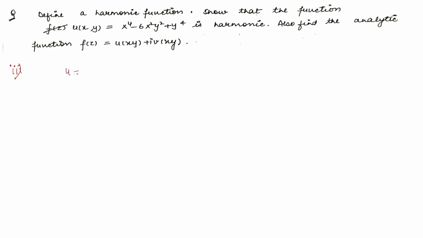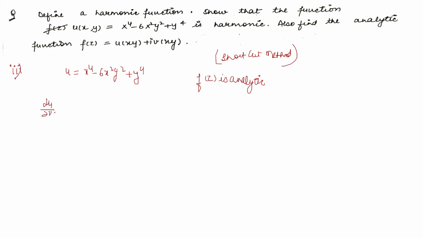Okay, so u is given to us: x to the power 4 minus 6x square y square plus y to the power 4. Given that the function is analytic, we can directly apply the CR equation, and with the help of the CR equation we can find the function. This is called the shortcut method or the trick. It is a very small method. We know del u upon del x is equal to del v upon del y. Differentiating with respect to x, it becomes 4x cube minus 12xy square. So we can write del v upon del y is equal to 4x cube minus 12xy square.